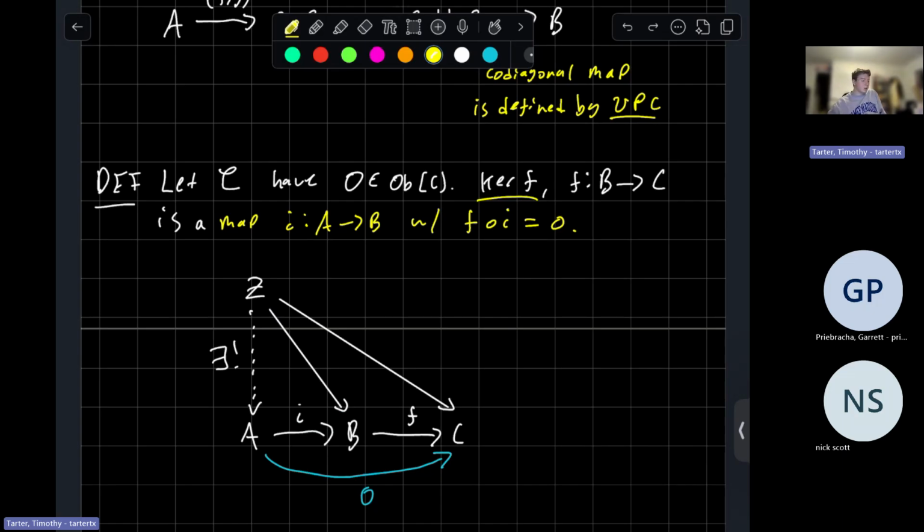But A is included in B. There is this inclusion map from A into B.